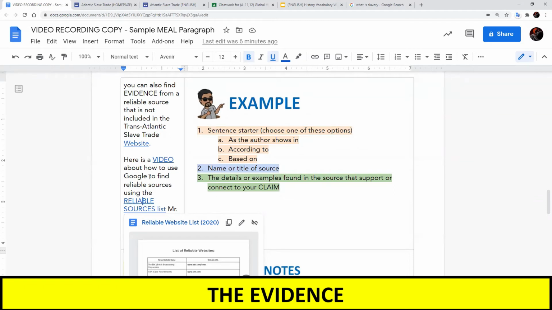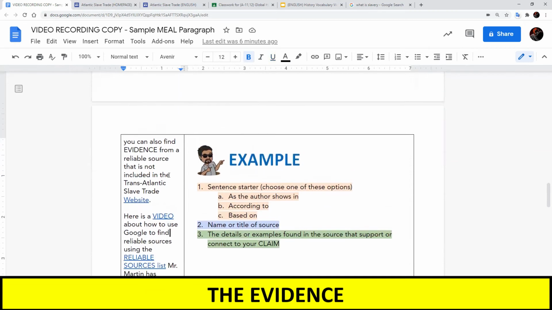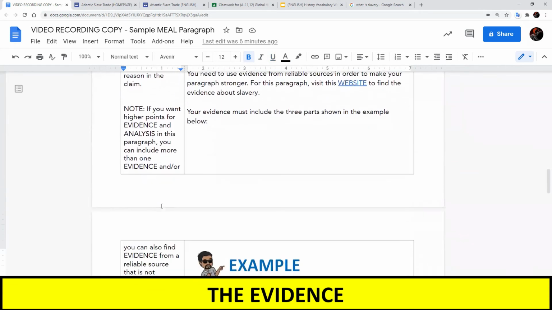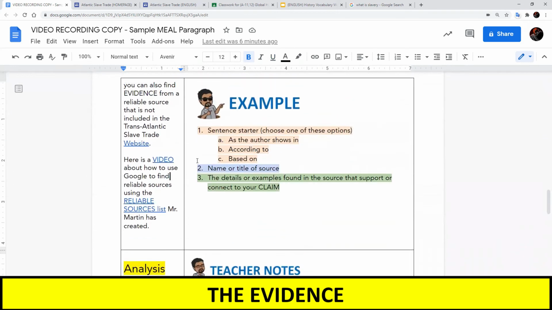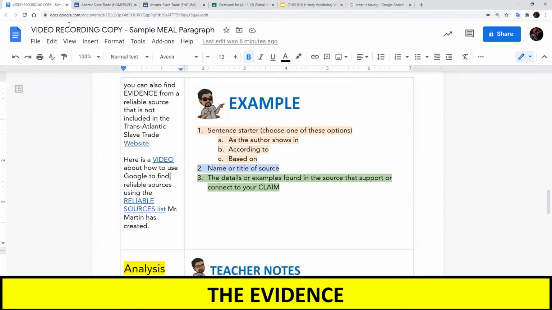So please visit these if you are trying to go for maximum points for this paragraph, right? So the evidence, as you can see, requires these three big parts. Whatever evidence you're providing, whether it's evidence that you find on the website I've sent you or evidence that you are going to find on your own from reliable sources, you need to provide these three things.